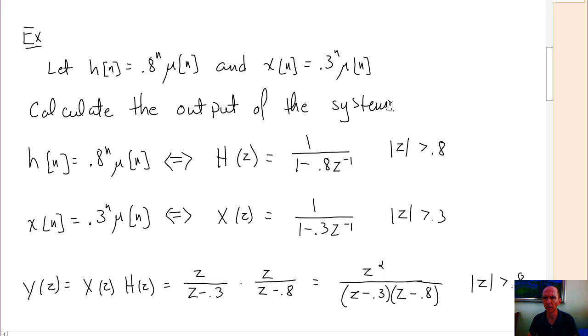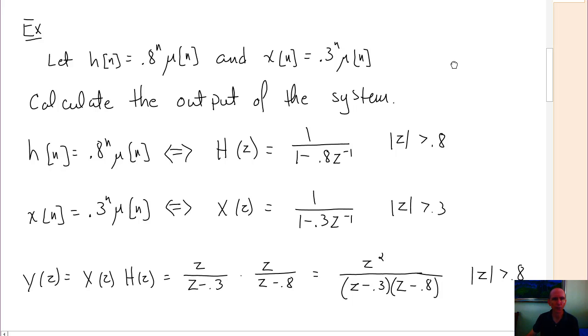So let's do a couple of examples. In this problem, they're going to give us the impulse response, they're going to give us the input, and they want us to calculate the output of the system. Now in this problem, everything is given in time. We're given h of n and x of n. Now we don't want to convolve this to get y. We're going to take the z-transforms and multiply them.